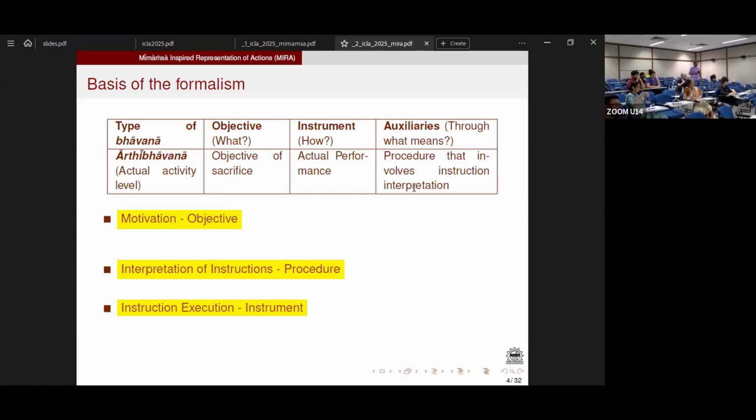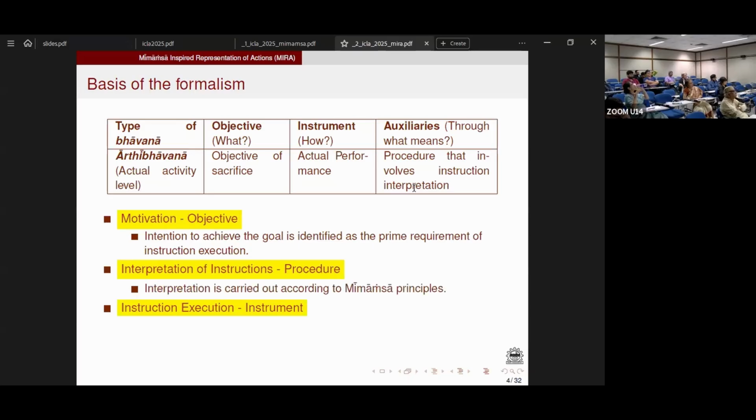The basis with which we developed this formalism is Bhavana, which talks about the objective interpretation of instructions, which is the procedure, and the instruction execution. The prime motive behind our work is to look at the goal. The goal is going to be the prime requirement for our formalism, and when an action is to be done, whether the person is willing to attain the goal is taken as the major factor here. How they do it is through the Mīmāṁsā principles: we take a set of concepts from the Mīmāṁsā and see how we could interpret them such that the goal could be attained or not.